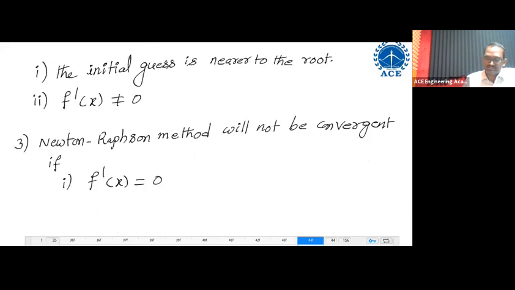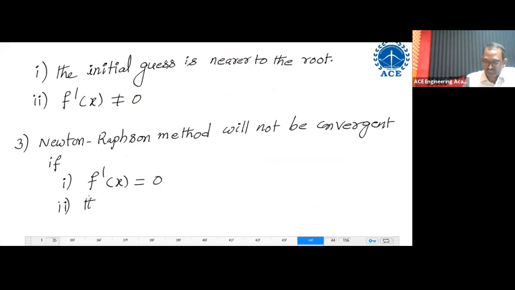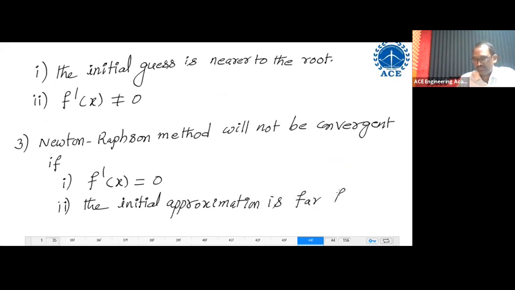One more thing is, if the initial approximation is far from the root, there if you go up or go down, you cannot touch the curve. Note down.